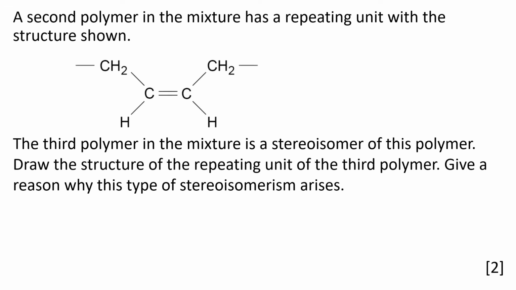Read it, pause it, play when you're ready. Welcome back. So we've got an alkenes question and it mentions stereoisomerism, so instantly you want to be thinking about E/Z isomerism. We have restricted rotation around that carbon-carbon double bond, so what could the third polymer be? We simply swap the CH2 and the H round on either the left-hand carbon or the right-hand carbon.